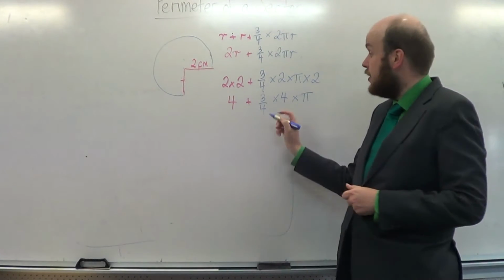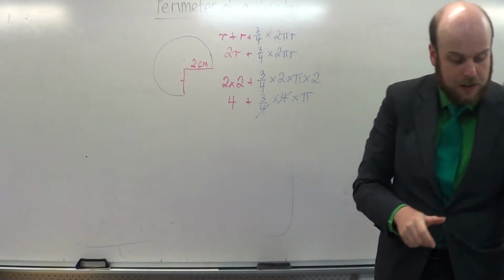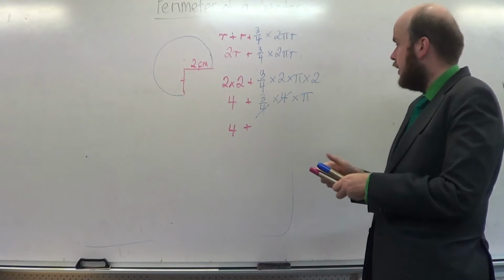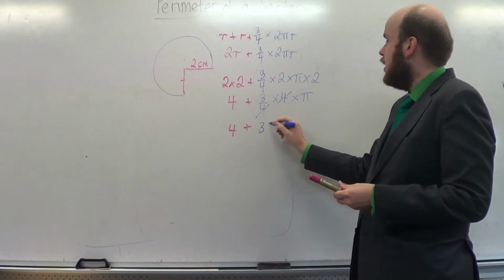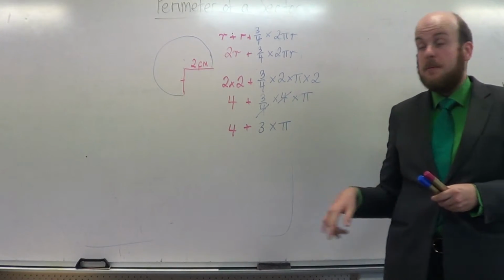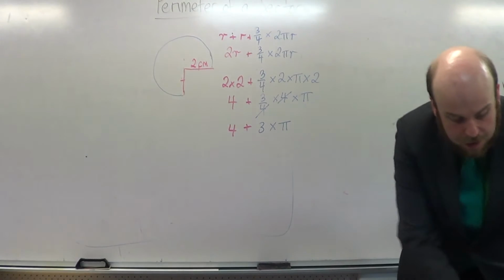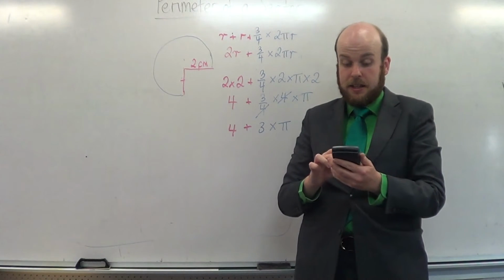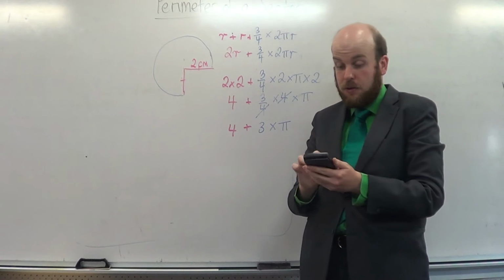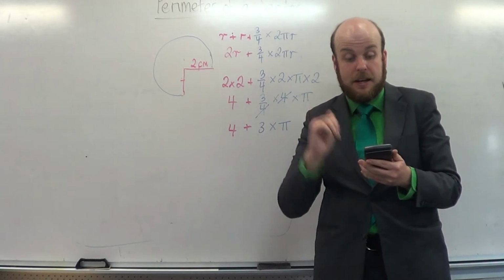Now we can do some fractions here. The 4 down here and the 4 up there will cancel out. 4 plus 3 times pi. So 4 plus 3 times pi. Remember, BODMAS, the times comes first, and then we'll add. So we'll put it into a calculator. So 3 times pi plus 4, and you should get 13.42. We'll round it up to 5.